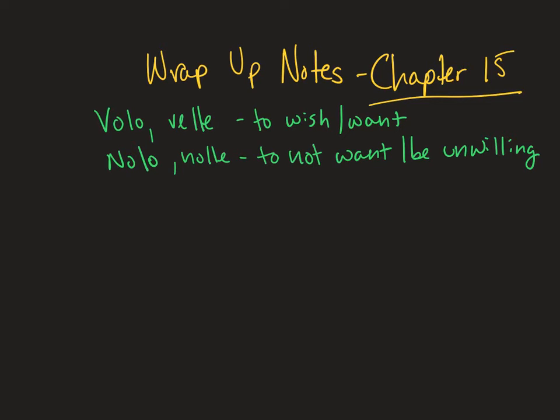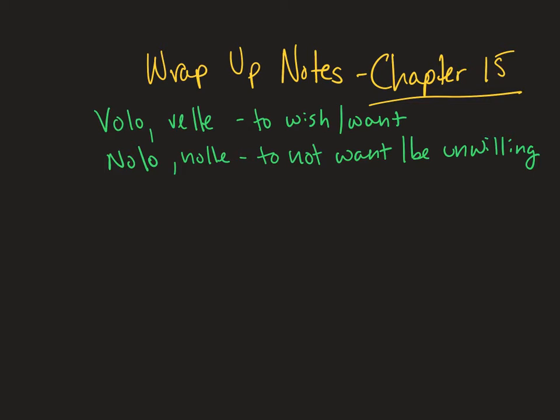So volo and nolo are going to have the exact same endings you would expect for your verbs, right? O, s, t, mus, tis, and nt. And we're just going to have some small stem changes. So again, you should be able to recognize the person and number from the ending. You'll just need to remember that there are a couple different spellings that should tip you off to the fact that you're dealing with a form of volo or nolo.